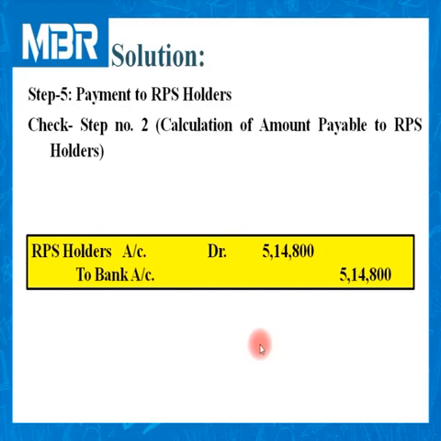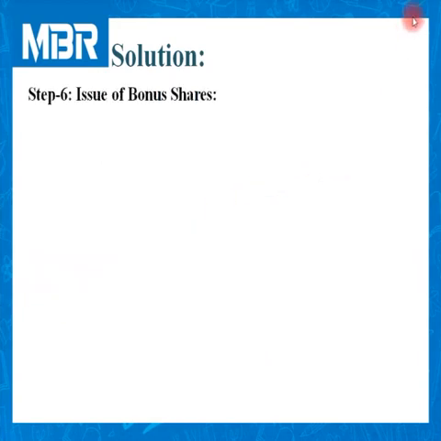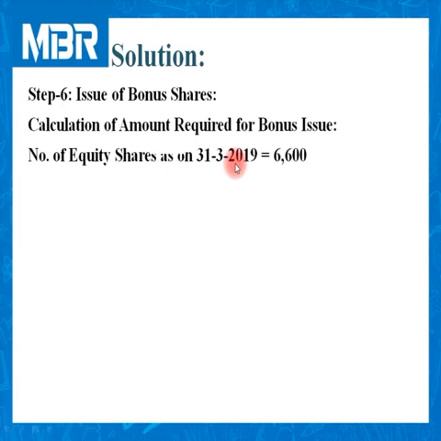In this question, apart from step number 1 to 5, we have 6th step as well. That is issue of bonus shares from CRR account. As per information given, we need to issue bonus shares in the ratio of 2:1. Let us check the information given in the balance sheet for numbers of equity shares. The company had originally 6,600 number of equity shares.